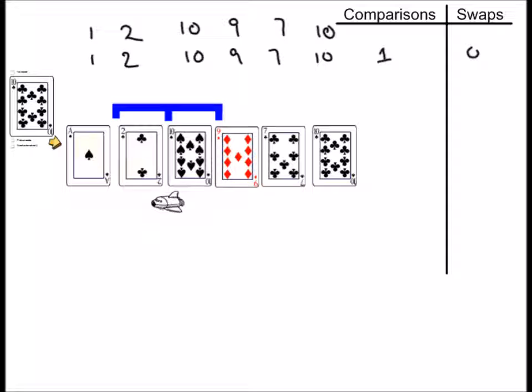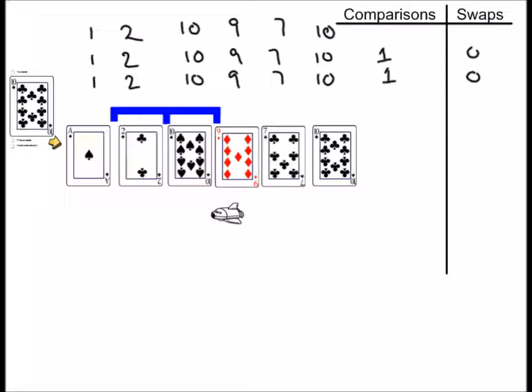Now my ship can go out a little bit further and I'm going to compare my cards. Well, I've got my 2 and my 10. I don't need to swap them. Then normally what we would do is we'd move on and we'd have a look at our first cards. But in the shuttle sort algorithm, as soon as you don't swap a card, that's the end of the pass. So I can write this down as 1, 2, 10, 9, 7, 10. So again, I did one comparison and I did no swaps.